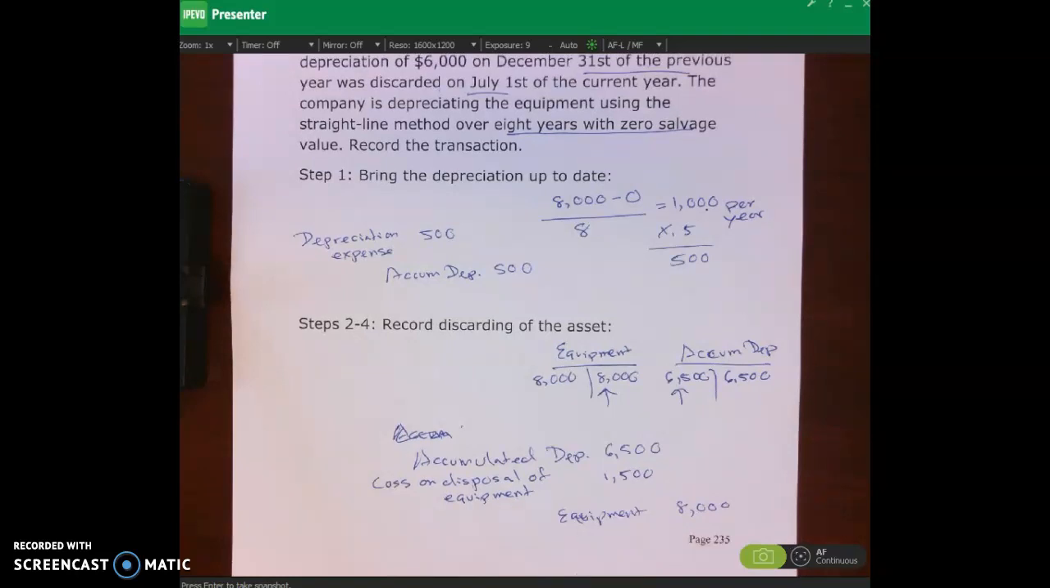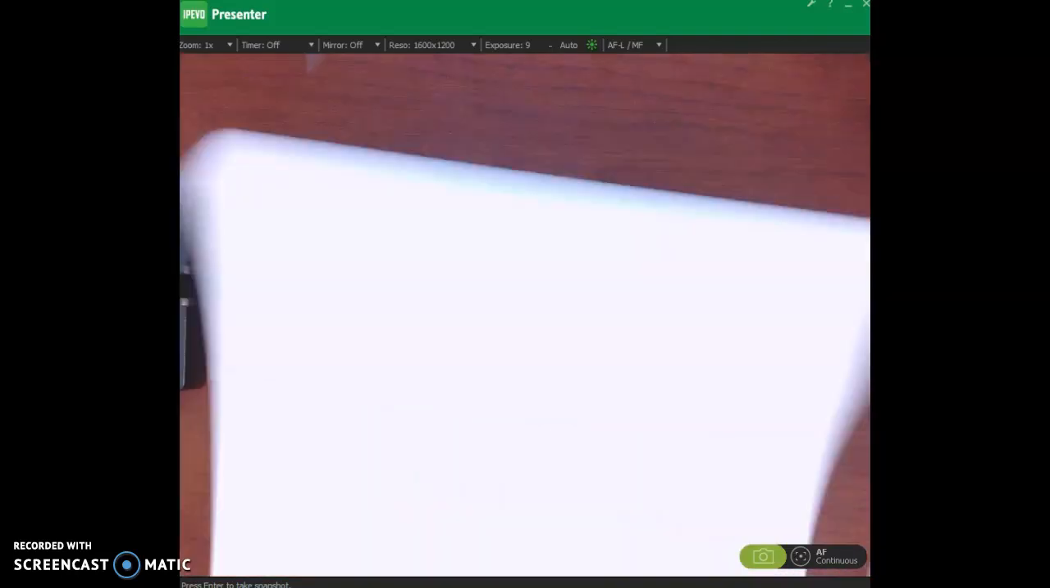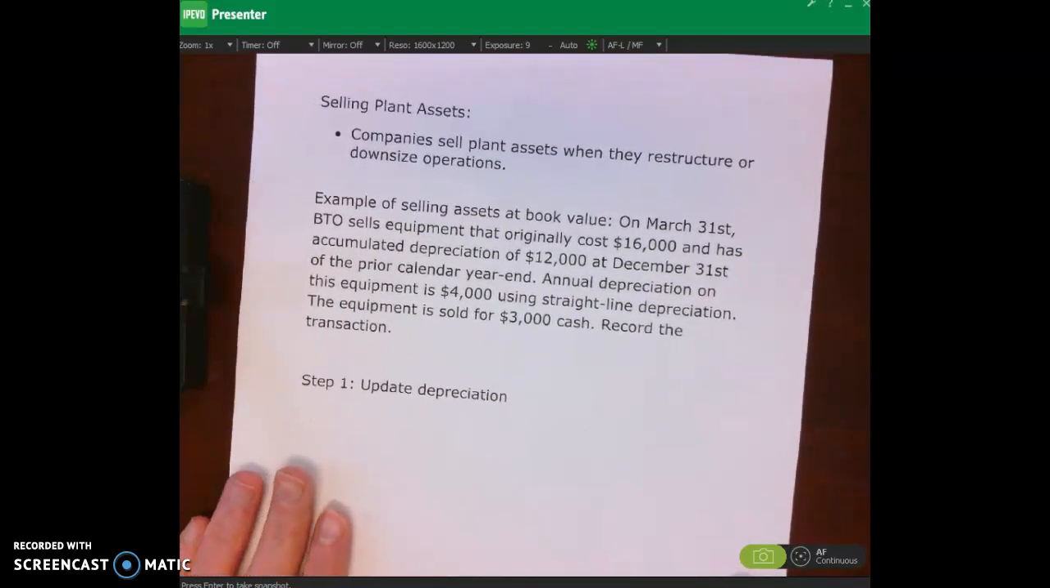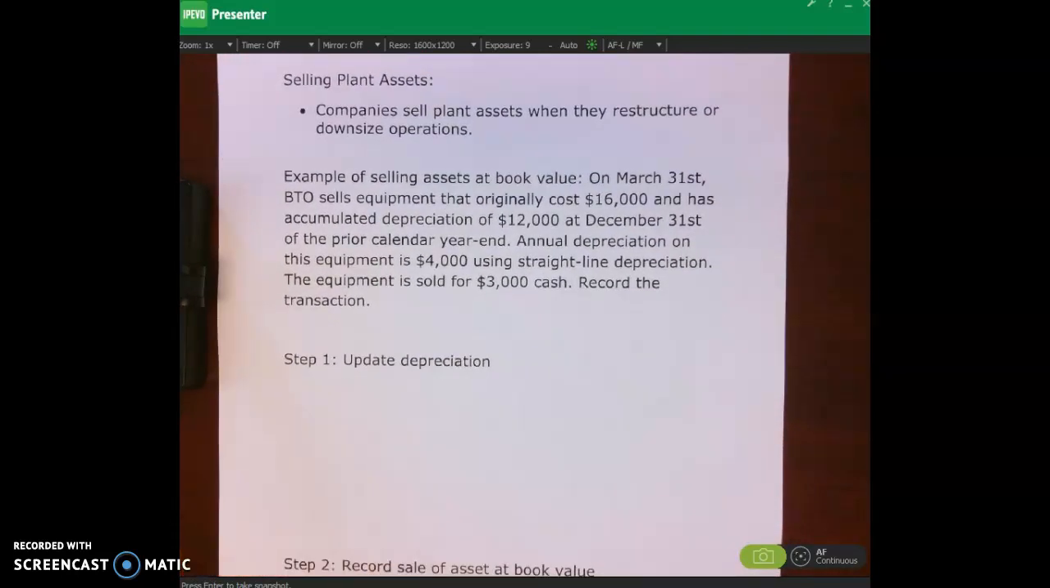All right. So now let's look at the next one, which is selling our plant assets. So we just did 2 examples with discarding plant assets, which is just taking them to the trash. Okay. One where it's fully depreciated, one where it's not fully depreciated. Now let's look at the situation where we can talk about selling our assets. Okay. So we have 3 situations. We can sell our assets at book value. We can sell our assets below book value, or we can sell our assets above book value. Okay. Remember, book value is equal to our asset cost minus our accumulated depreciation.